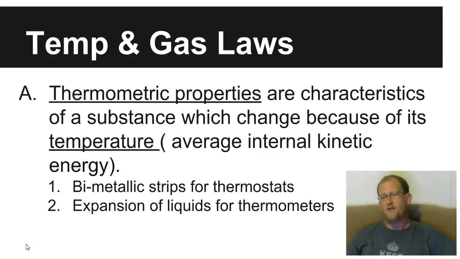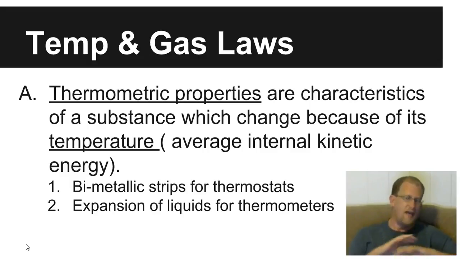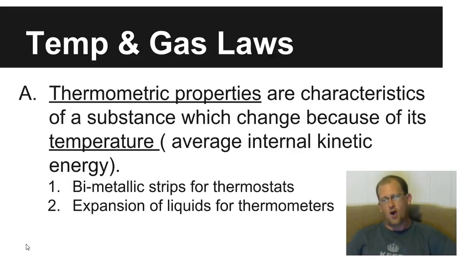Alrighty. First of all, there's a new vocabulary word that you might not have heard before, thermometric properties. Thermometric properties are characteristics of a substance which change because of its temperature. And its temperature, remember you already know this, is its average internal kinetic energy. The amount of motion inside something taken as an average across the whole object is its temperature. So, thermometric properties are things that change when the substance has more or less kinetic energy.